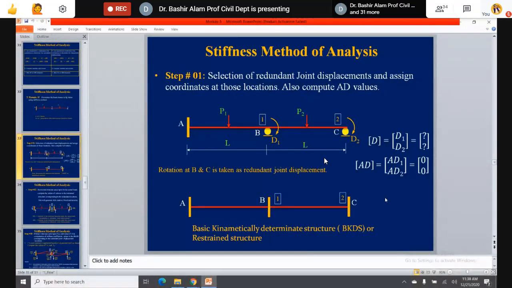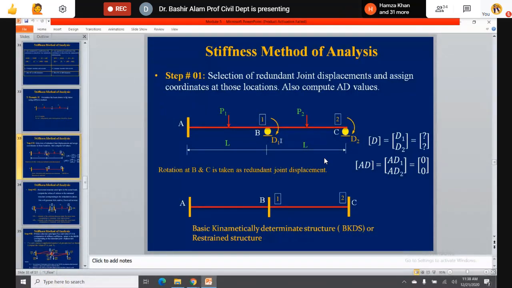Now, selection of redundant joint displacements and assign coordinates at those locations. This is step number 1. Also compute AD values. Now, if you see, this is coordinate 1. At B, we have theta B actually unknown and theta C unknown. These two joints can rotate.